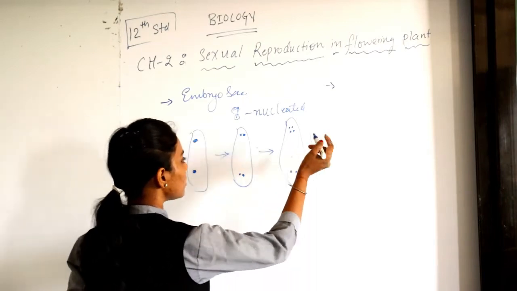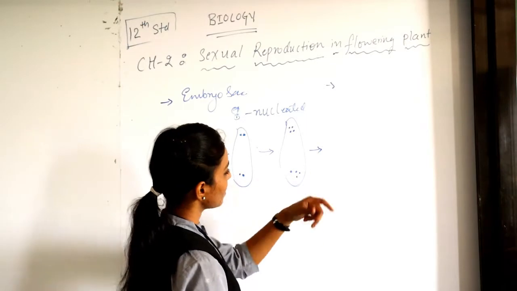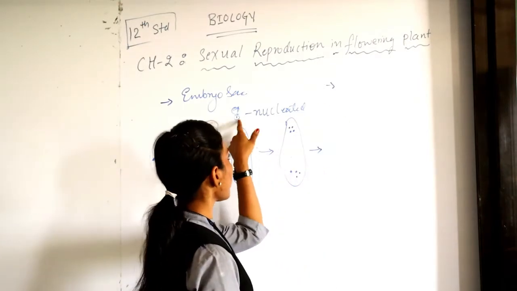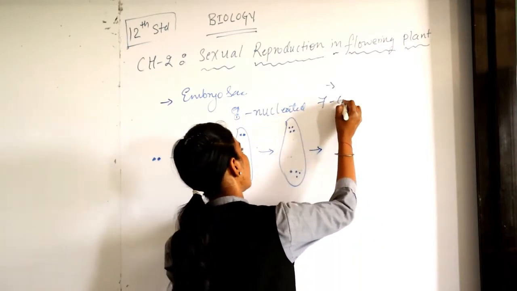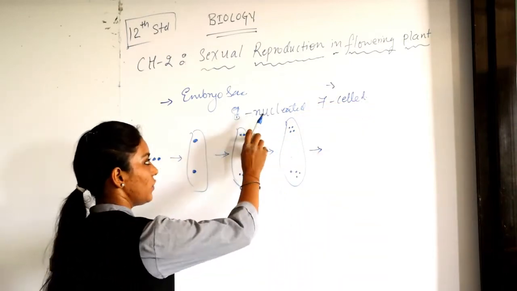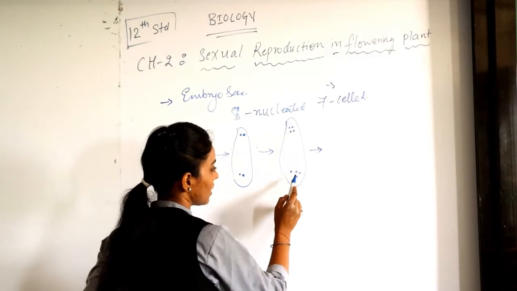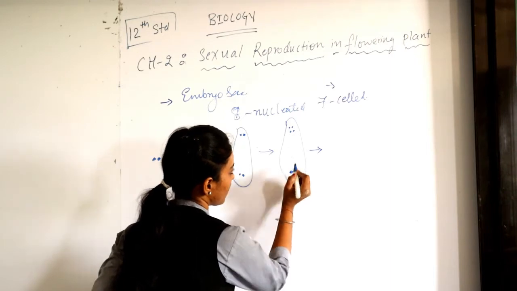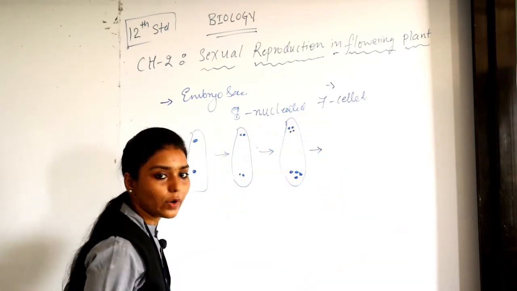Now today we will start with how the embryo sac, or you can say the 8 nucleated and 7 celled structure, is formed. I will show you how 7 celled and 8 nucleated. See here, you can see 1, 2, 3, 4, 5, 6, 7 and 8. 8 nucleated cells are formed in mitotic division.